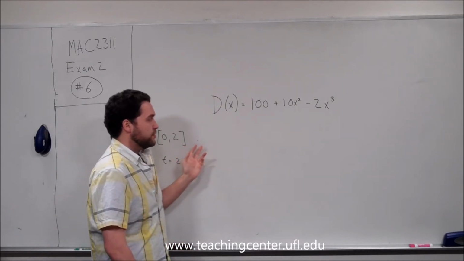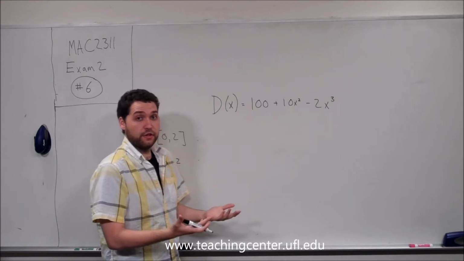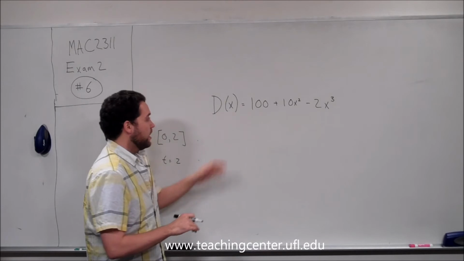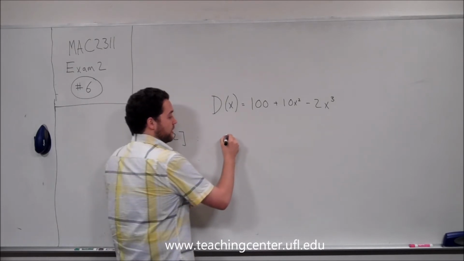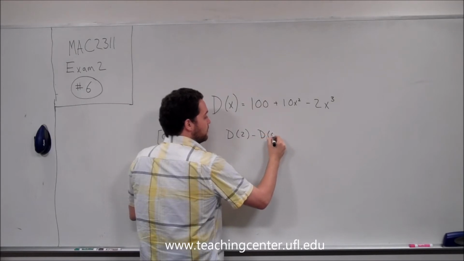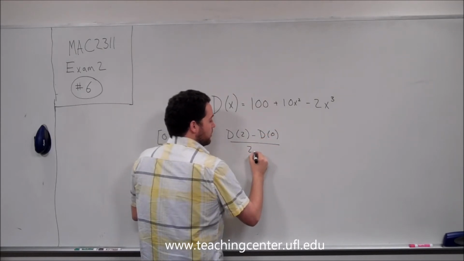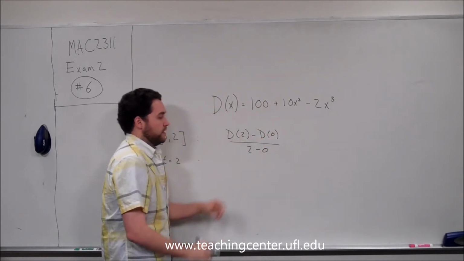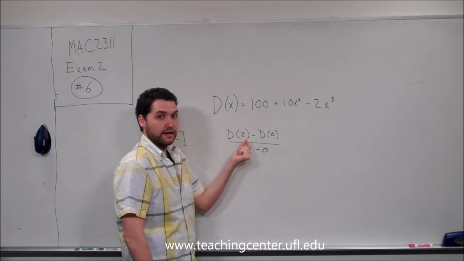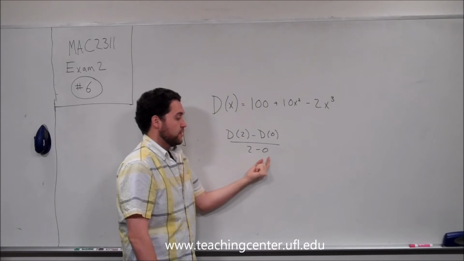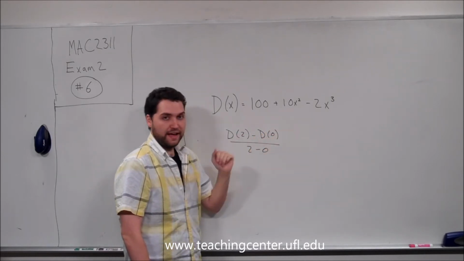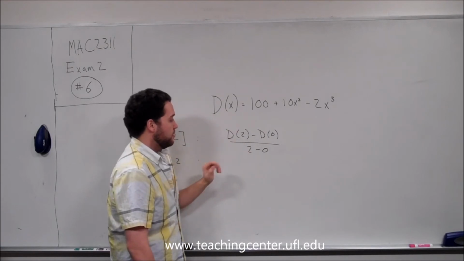Whenever they say average, you just need to find essentially the slope. Rise over run: y2 minus y1 over x2 minus x1. In this case, you can use the formula d of 2 minus d of 0 divided by 2 minus 0. This is the height of the second day minus the height of the first day, so you're subtracting the heights, and then you're subtracting the days. This gives you the rate of change of height per day. So we can go ahead and compute that.